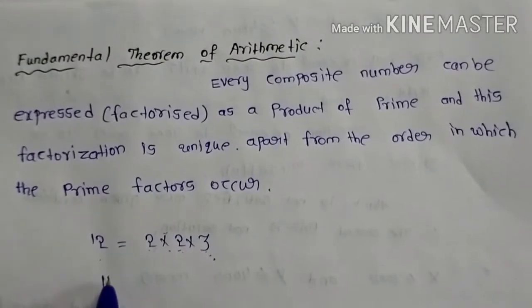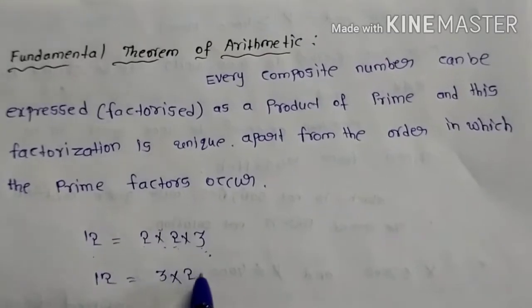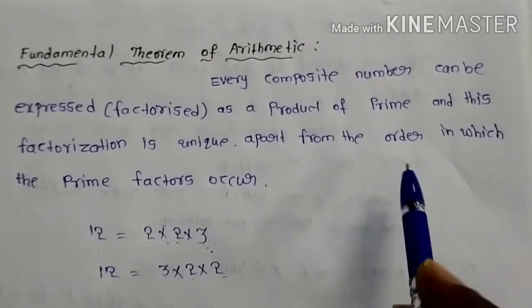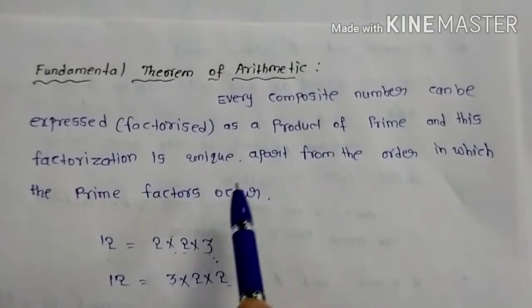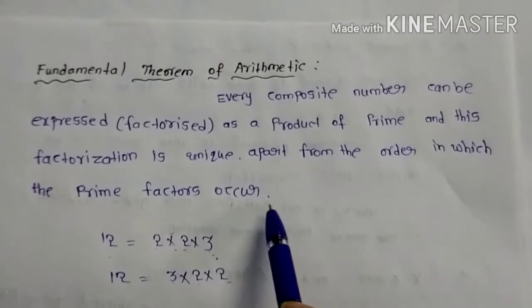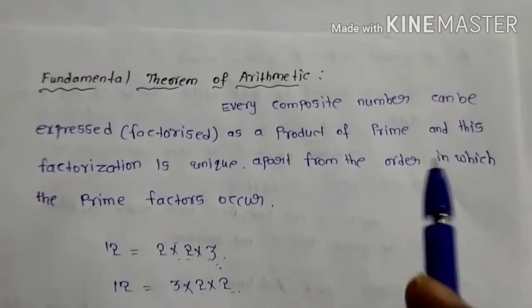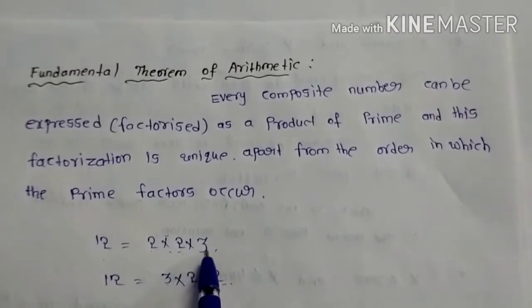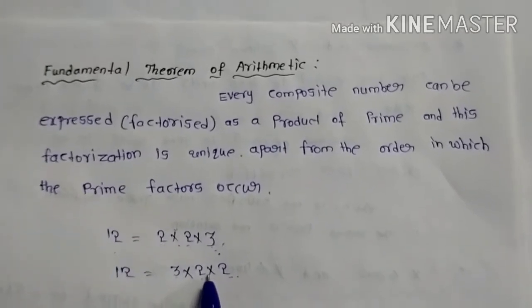One more person will say 3 into 2 into 2. That means 3 into 2 square. So that is why they mentioned here, apart from the order in which the prime factors occur. You can write in this way or in this way. Both are correct. But you can see the prime numbers are unique or not. See here, how many numbers are repeated? 1, 2, 3. Here also 3. The same primes are repeated or not.